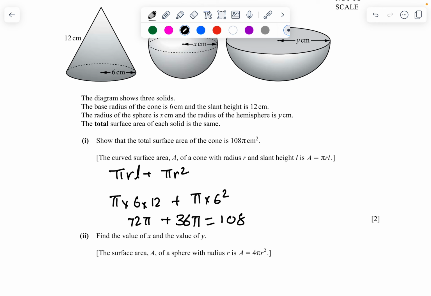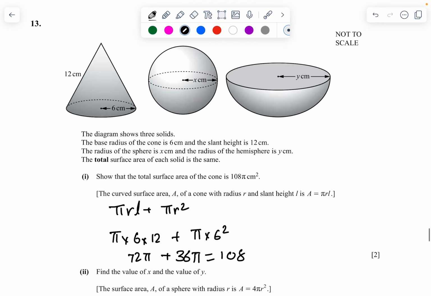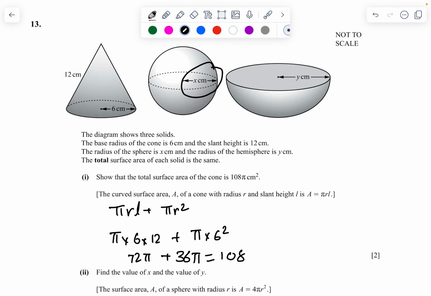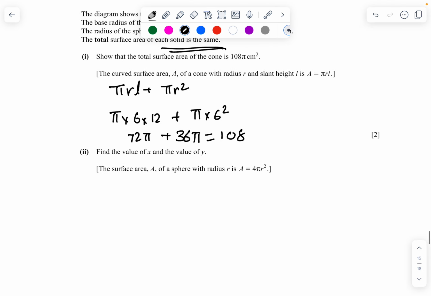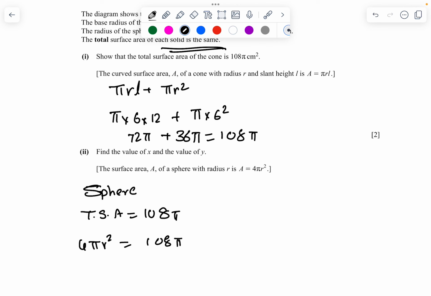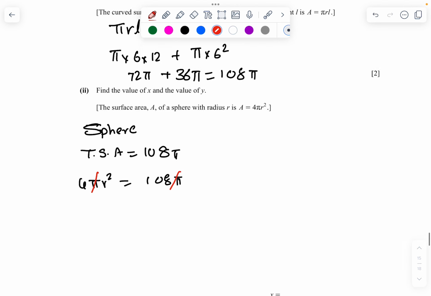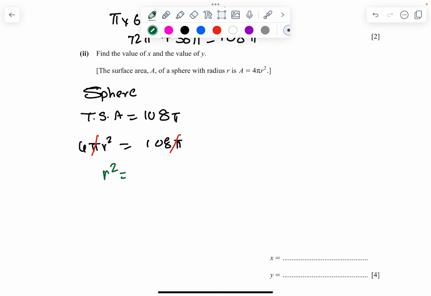Find the values of x and y. Now, the total surface area of each solid is the same. So the total surface area of the sphere is also 108 pi. 4 pi r squared equals 108 pi. Then pi and pi cancel, so r squared equals 108 by 4. R equals the square root of 108 by 4. Take the calculator: 108 divided by 4, square root, and you find it's 5.2.